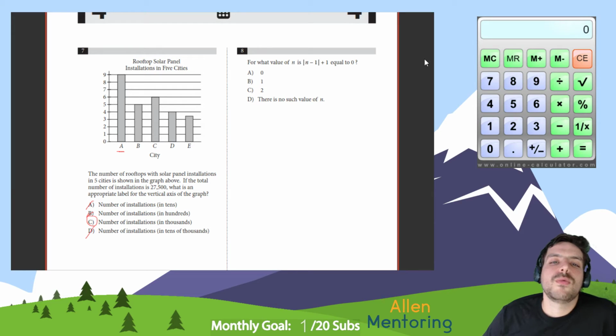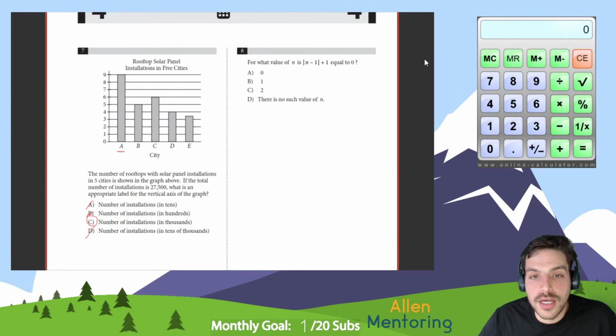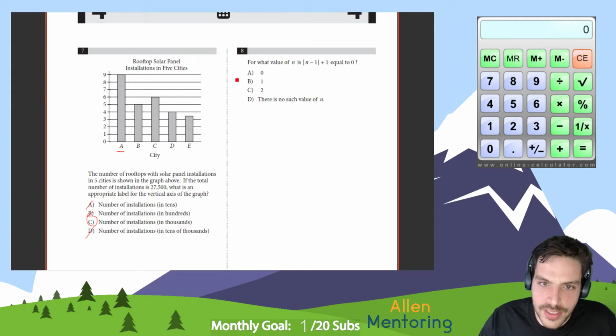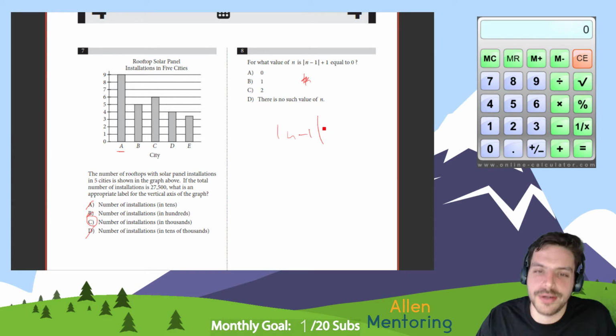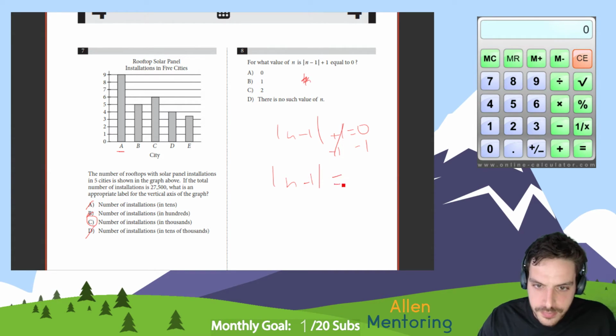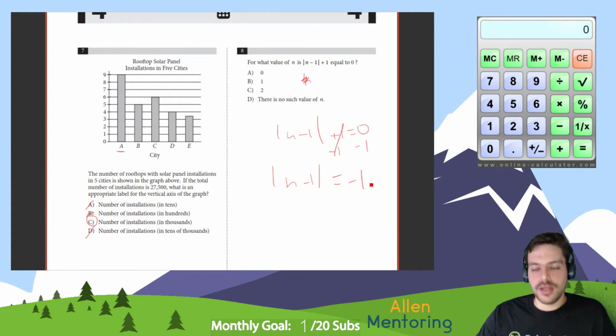Number 8. For what value of n is the absolute value of n minus 1, plus 1, equal to 0? When is this guy equal to 0? Okay, so n... Oh, why am I doing it up here? I'll just do it down here. Okay. The absolute value of n minus 1, plus 1, is equal to 0. Okay. I will subtract 1 on both sides, and I will see the absolute value of n minus 1 is equal to negative 1.